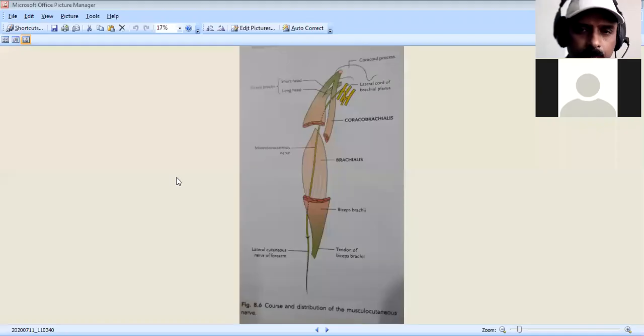Can you see the musculocutaneous nerve now? No, sir. You can see it now? Yes, sir. Okay.